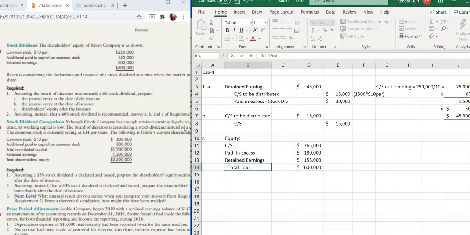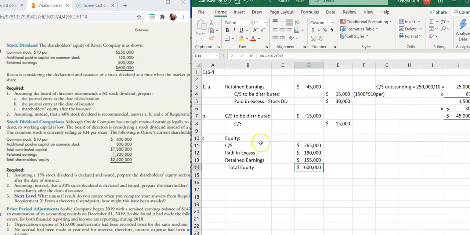Notice that the total did not change. All right. Our total, it was 600,000 and it's still 600,000. The only thing that happened is retained earnings shifted up to common stock and paid in excess. It's shifted up to the capital accounts. So basically, we've increased our legal capital and we've restricted what we can pay out in dividends because I don't have as much in retained earnings anymore.